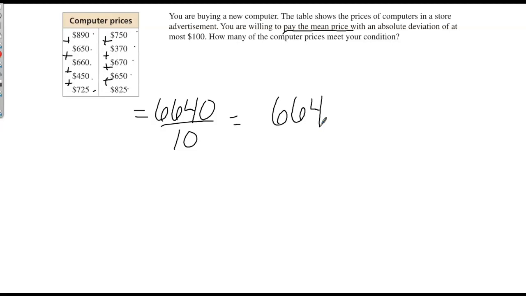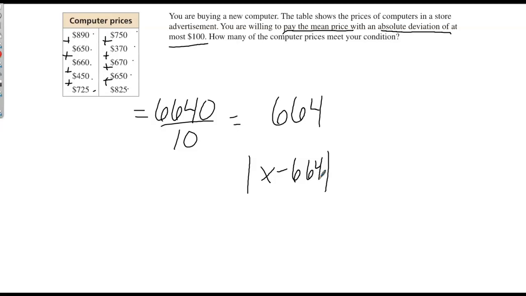But then it says the absolute deviation of at most $100. So what that means is it's going to have the absolute value of the cost of the computer that you buy, which we'll call X because we don't know it, and 664, it should only be $100 greater than that, or it should only be $100 less than that. I'm not willing to go more expensive. I'm not willing to go any lower than that either.